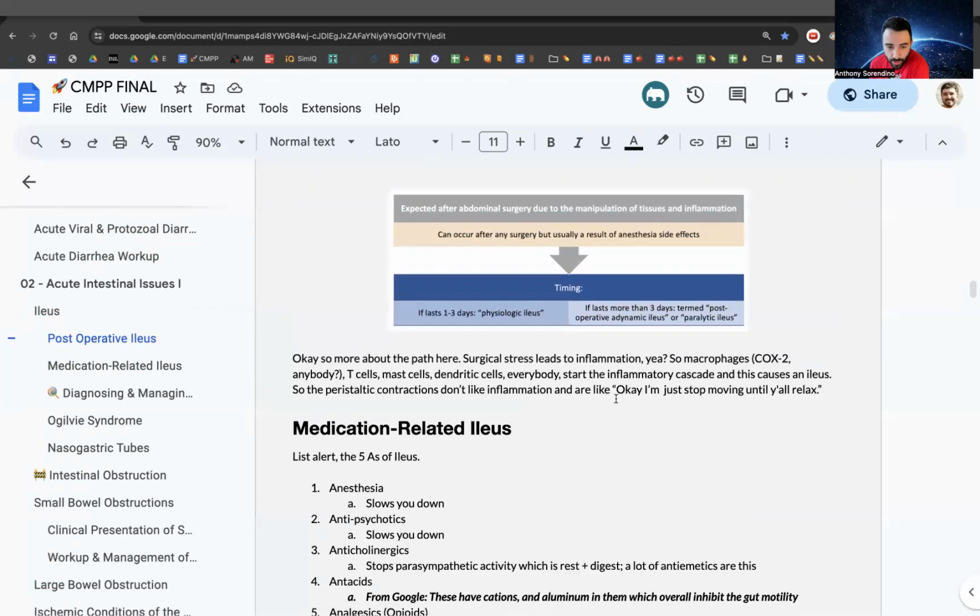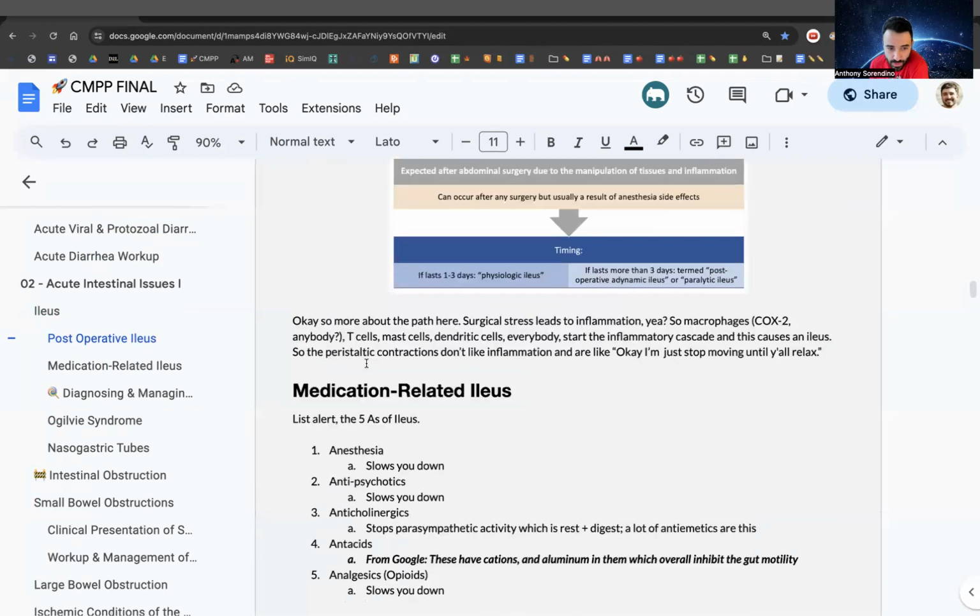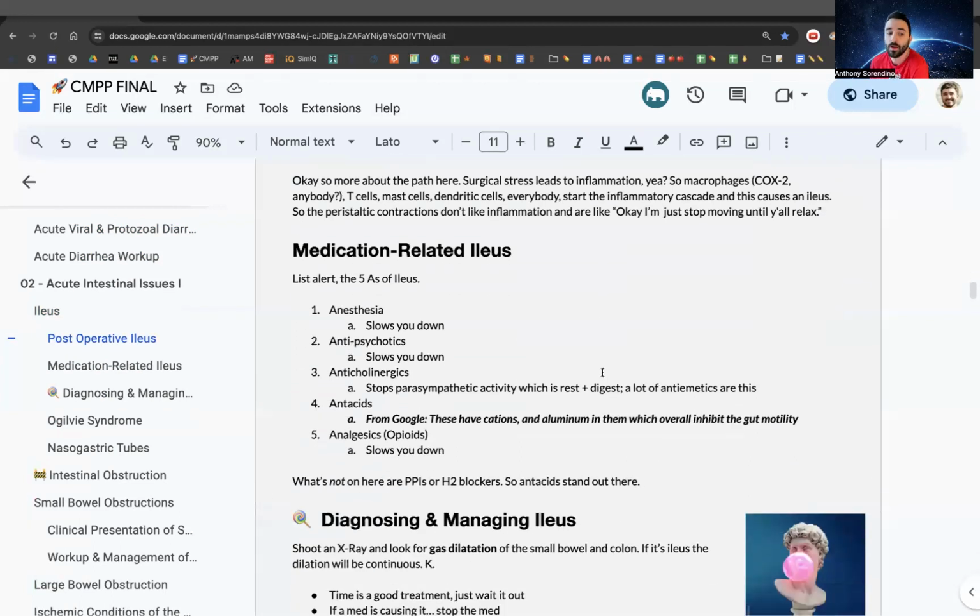So from like the operation itself, there's surgical stress, there's inflammation. So you have like macrophages, T cells, mast cells, etc. So you have this inflammatory cascade, and that kind of upsets your GI tract and causes the ileus. So I think of it like the peristaltic contractions. They don't like inflammation. They're like, all right, I'm just going to stop moving until all this inflammation goes down.